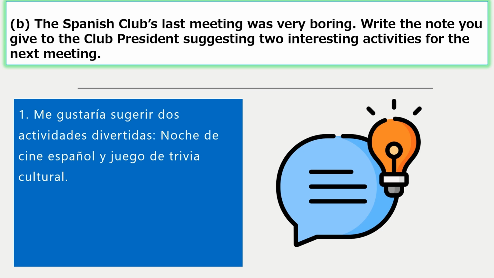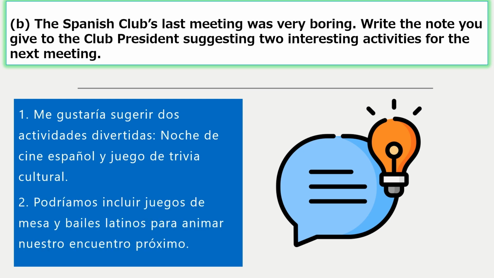Now let us look at another response. So here, of course, in the first response, there are two suggestions given. One is Spanish movie night and cultural trivia game. Okay, now let's look at another possible response. Response number 2. Podríamos incluir juegos de mesa y bailes latinos para animar nuestro encuentro próximo. So we could include board games and Latin dances to liven up our next meeting.